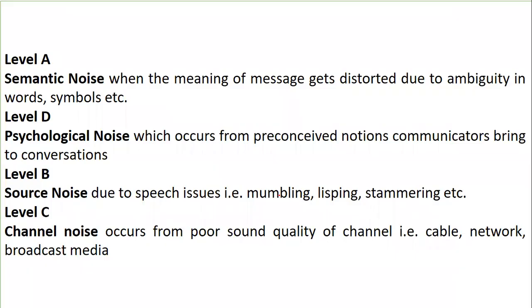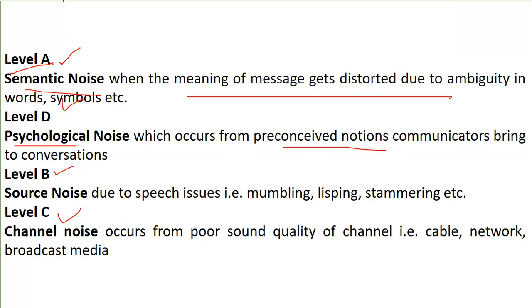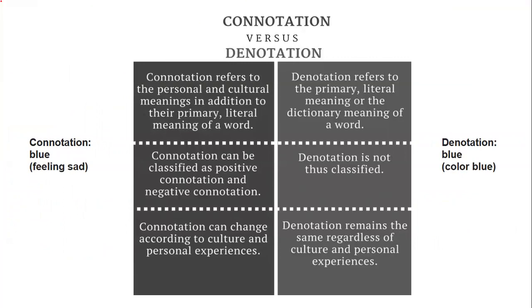Okay. Now, in one of the previous year question papers, there was a topic with the help of levels, the levels of communication: level A, level D, level B, and level C. I should have organized it in a sequence, but it's okay. Level A is about semantic noise, that is the message gets distorted due to ambiguity of words or symbols. Level B is source noise, that is mumbling, lip-syncing or stammering. Level C is about channel noise, that is a technical concern, and level D is about psychological noise, that is a preconceived notion. So you have something already in your mind in the form of a preconceived notion, which can result in any type of barrier.